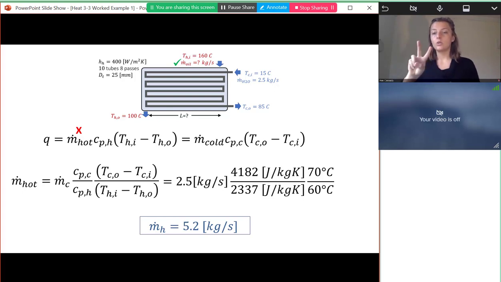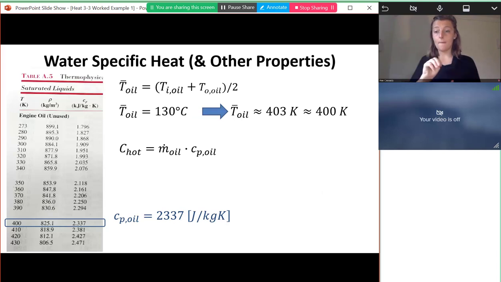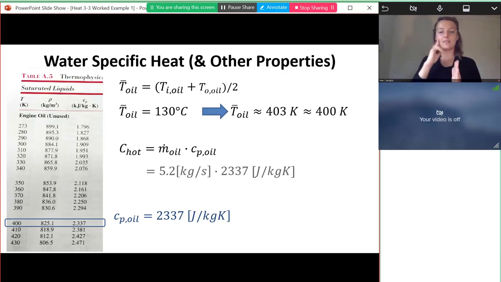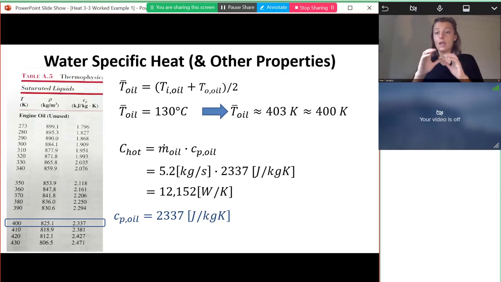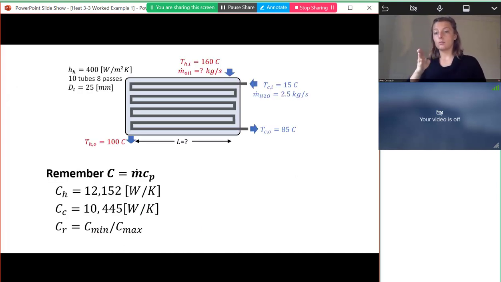So now I know the mass flow rate of the hot oil, which is one of the things I think the problem asked me to find. So now I can go back over here from when I looked up the specific heat on the hot side. I can calculate my big C on my hot side, which is 12,152 watts per degree Kelvin. So now I know my C hot and my C cold. So C hot is 12,000 watts per Kelvin about, and C cold is about 10,000 watts per Kelvin.